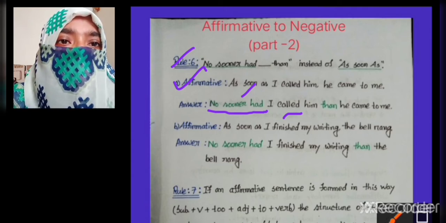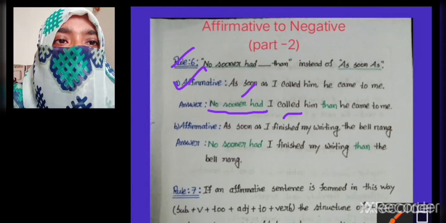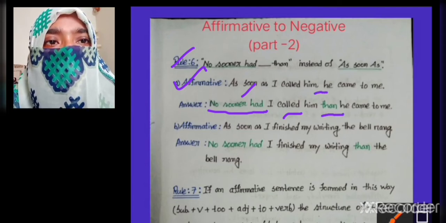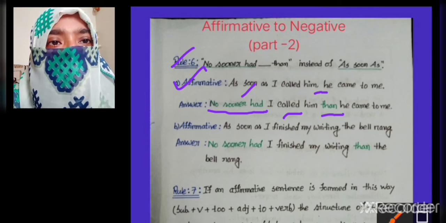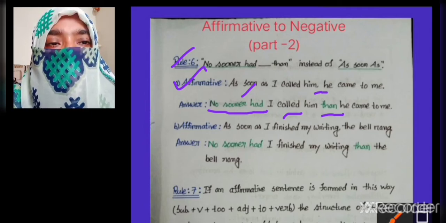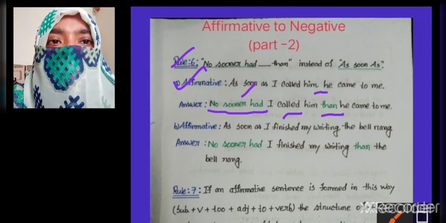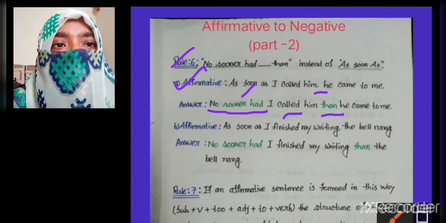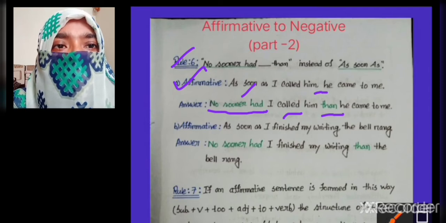So the sentence is, "I called him." We have also used here "than" instead of the comma of the affirmative sentence. Then the principal clause of the sentence, "he came to me." So the answer is, "No sooner had I called him than he came to me."